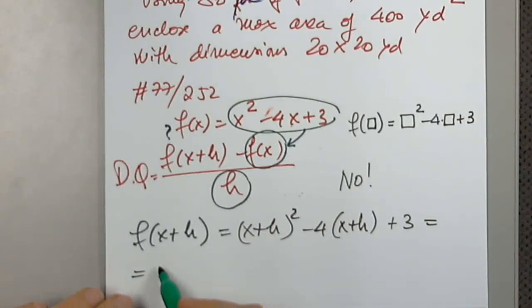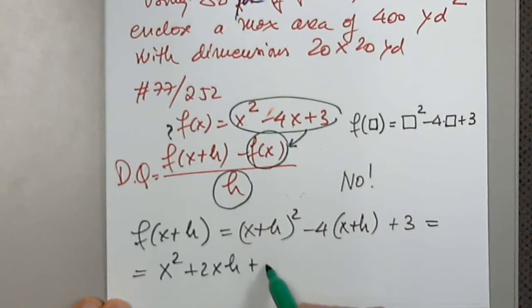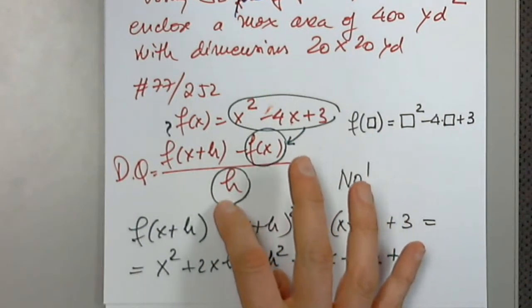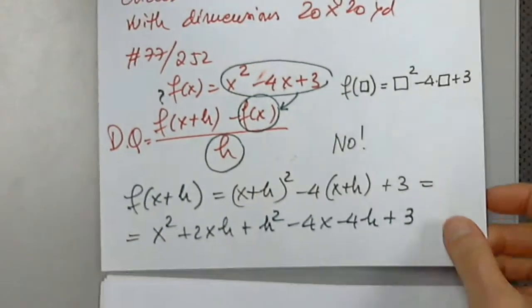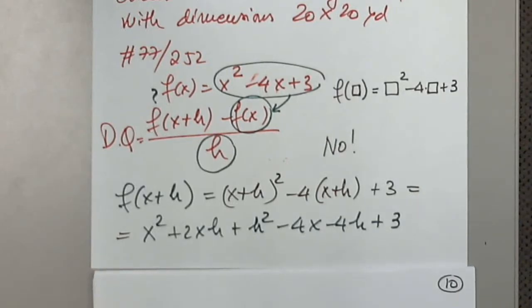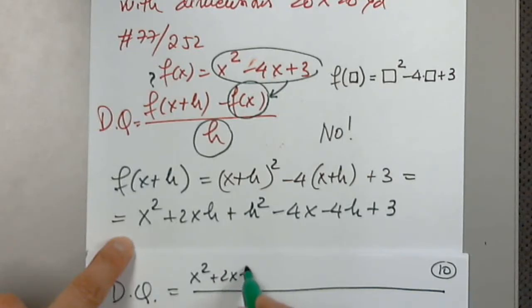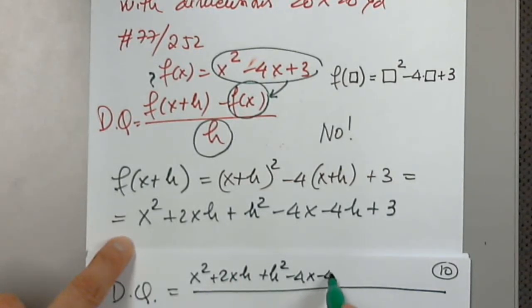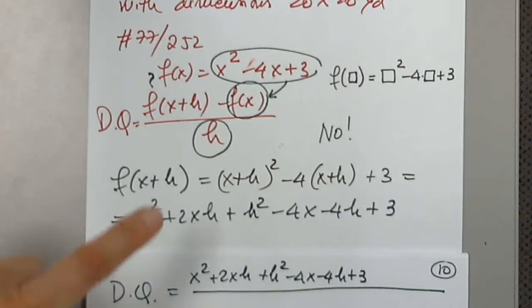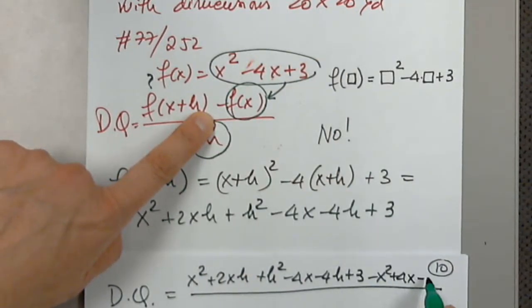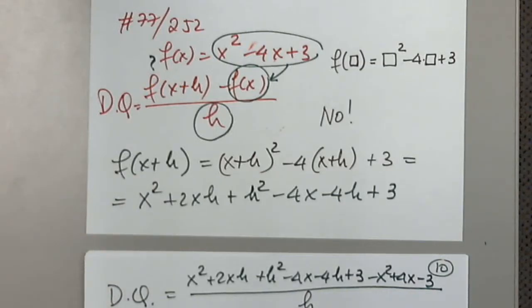x squared plus 2xh plus h squared. Indeed. Thank you very much. So now I have this as well. Now I have all these three pieces. I'm going to put them together. So the difference quotient is, I'm going to copy f of x plus h, which is all this: x squared plus 2xh plus h squared minus 4x minus 4h plus 3. Then I reach the negative sign that will be distributed to all three terms: minus x squared plus 4x minus 3. And then the denominator is h.